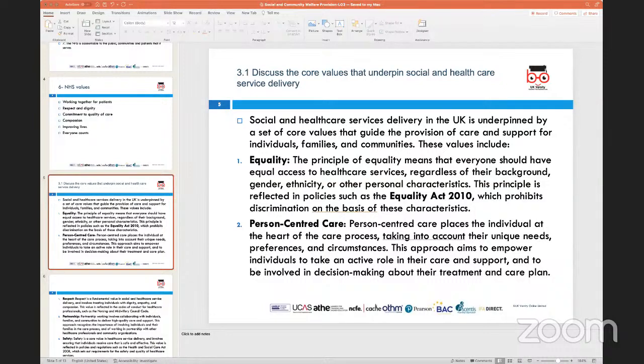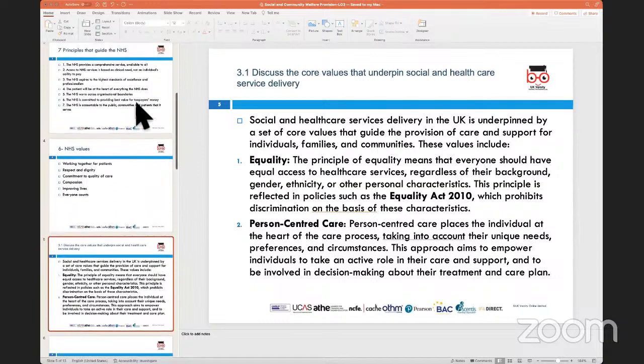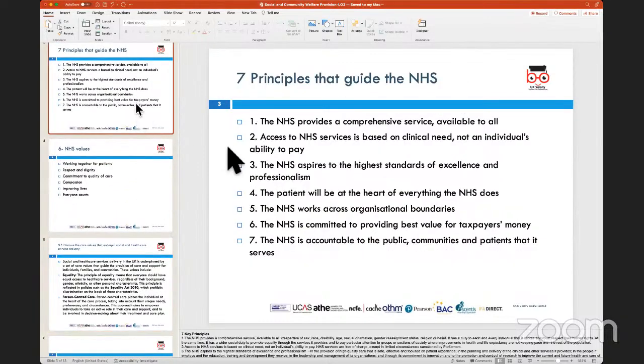Now, one of the main things we discuss when we talk about the values underpinning social and healthcare services delivery is that patients come first in the NHS. The NHS is formed primarily to provide health and well-being services to patients. So the patient is at the heart of everything. If you recall, that was one of the principles of the NHS.